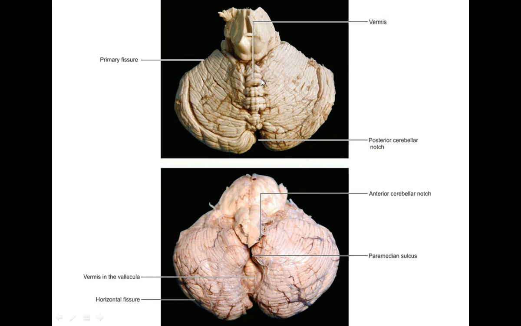Proceeding from above downward, it is subdivided into many parts, and each subdivision of the vermis is related laterally to a part of the hemisphere. So the hemisphere is also divided into various lobes. So the subdivisions of the vermis correspond to the subdivisions of the cerebellar hemisphere.